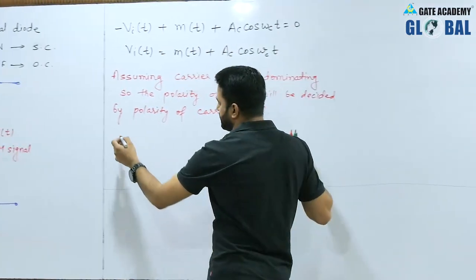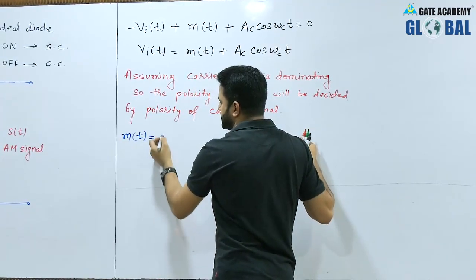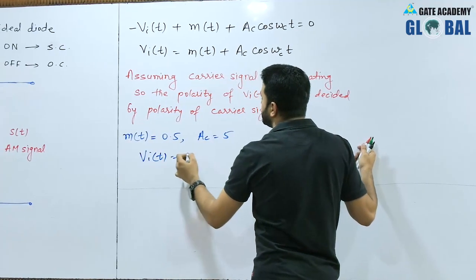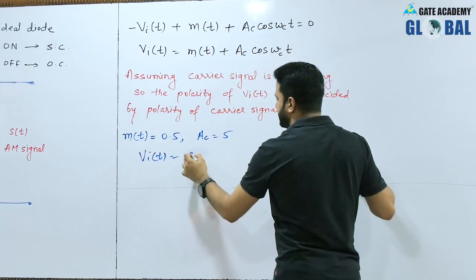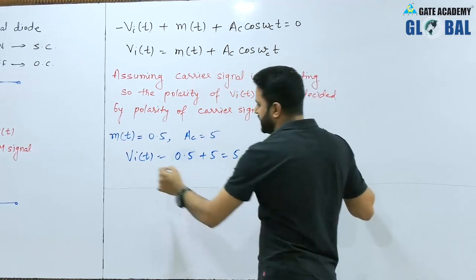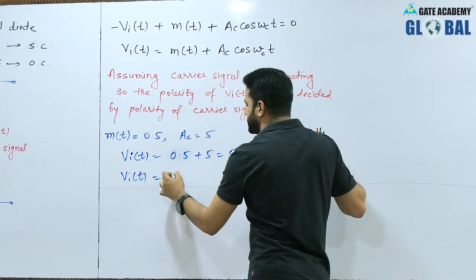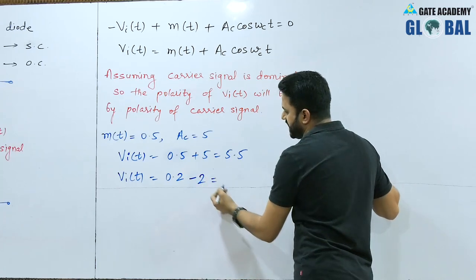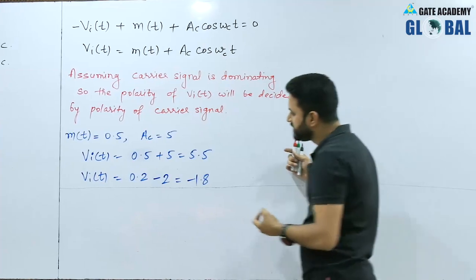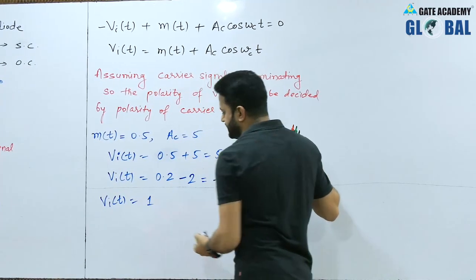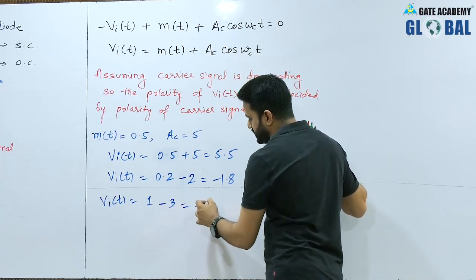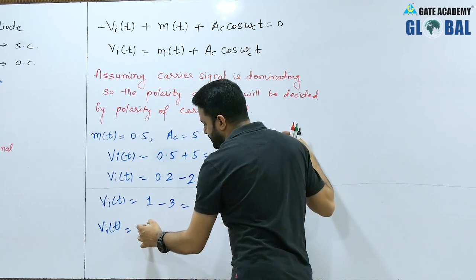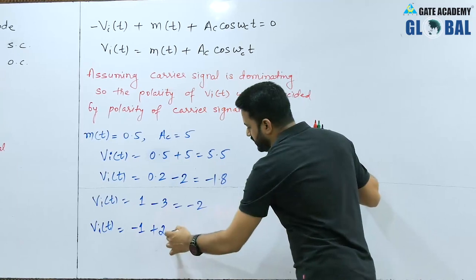For example, if the message signal amplitude is 0.5 and the carrier amplitude is, suppose, 5, we can write V_i(t) equal to m(t) plus carrier, which is 0.5 plus 5, equal to 5.5. Now if m(t) is 0.2 and the carrier is, suppose, minus 2, then we get minus 1.8. If suppose m(t) is 1 and the carrier is minus 3, then we get minus 2. If we consider m(t) minus 1 and the carrier plus 2, then this is plus 1.